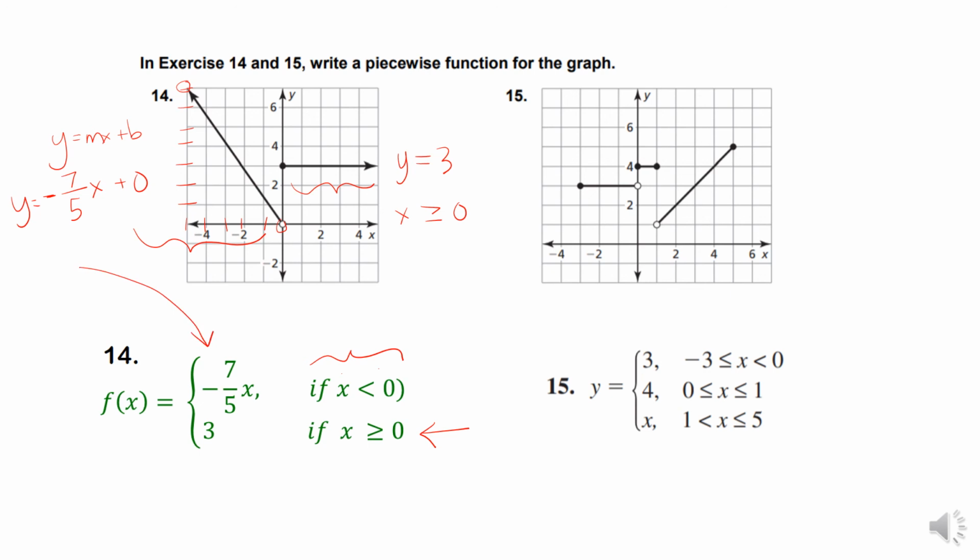Okay, for number 15, I have two horizontal lines. So those are quick and easy. I have y equals 3. And that only applies between these two values. Negative 3, where x is equal to that, and 0, but it's not equal to that, so it's less than. Then I have y equals 4 right here, and it's equal to 0 and equal to 1. So that gives me that domain. And then the next one I have to figure out.